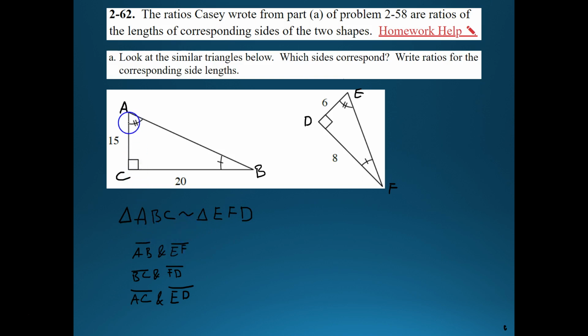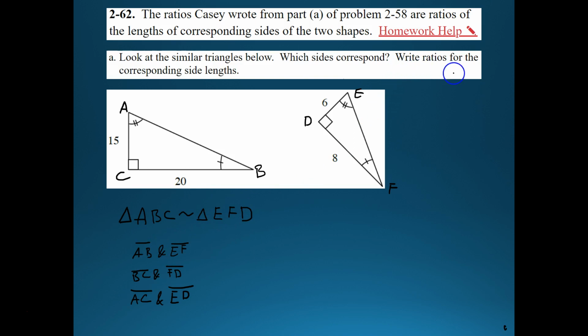And then the other way you could do it is just from looking at the figures. You could see that AC corresponds to DE, so there's the right angle and the angle with 2 tick marks. AB corresponds to EF, and DF to CB. So you can see all those up here and there as well.